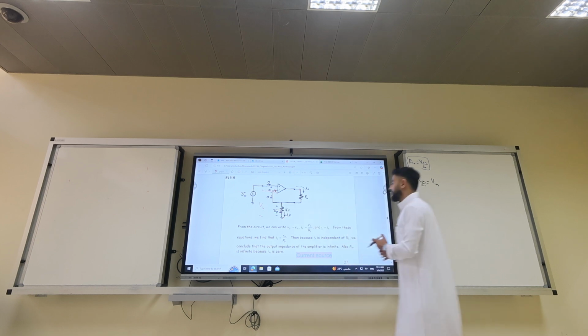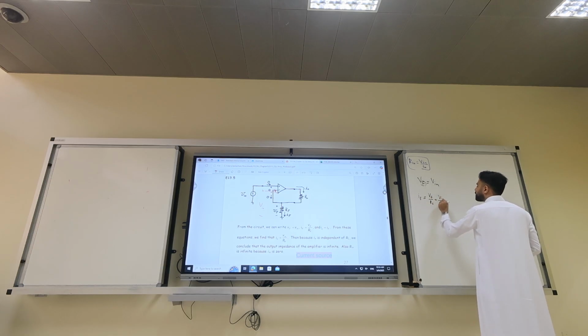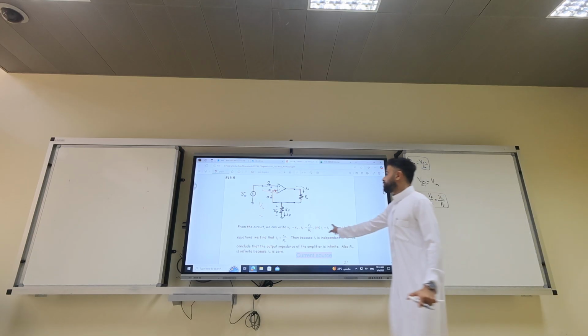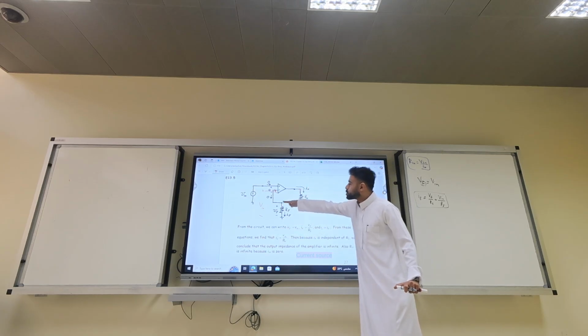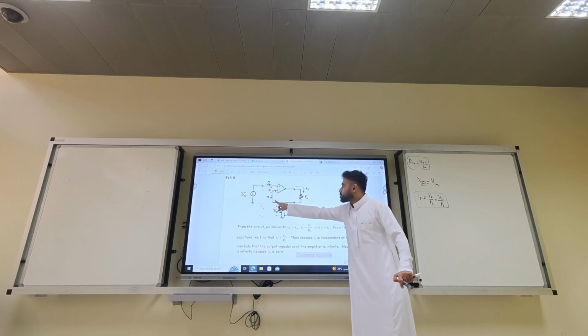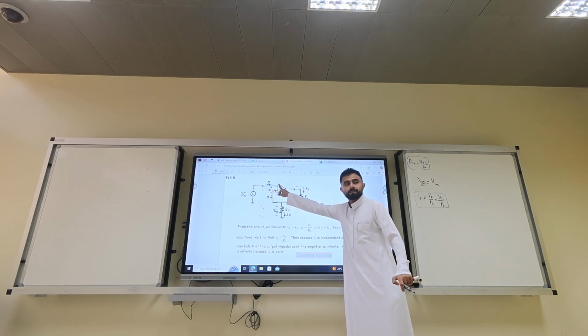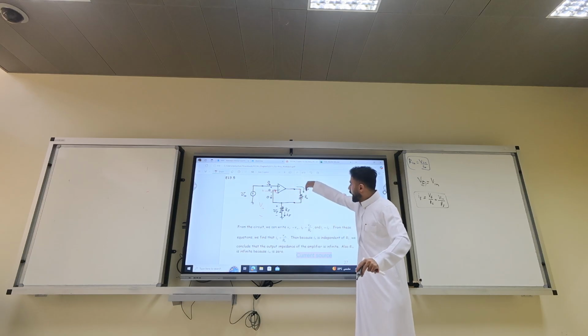So this implies I can calculate IF. What is IF? It is VF over RF, which is V input over RF. That's the first equation. From these equations, we know I output. Can I output swim inside the op amp? No. Why? Because the op amp triangle blocks the current. So I output is what?